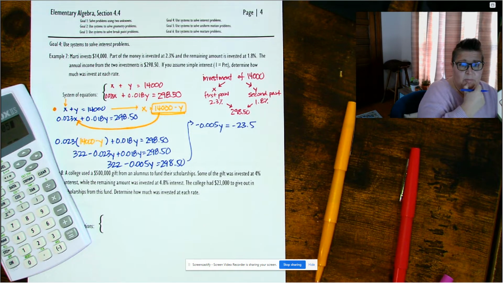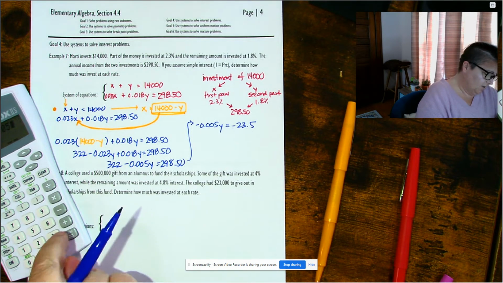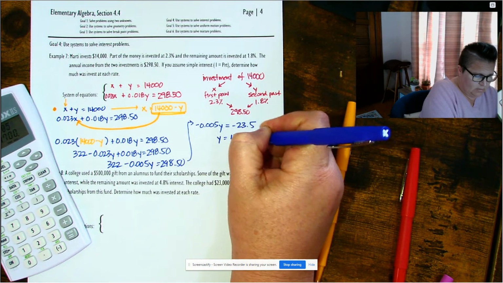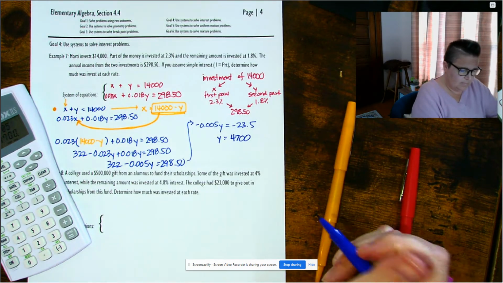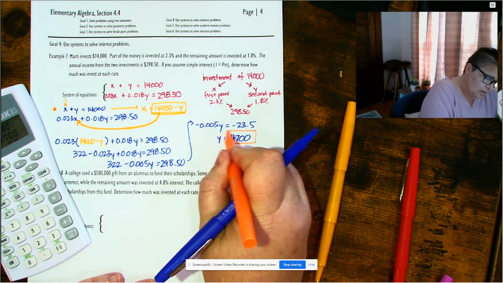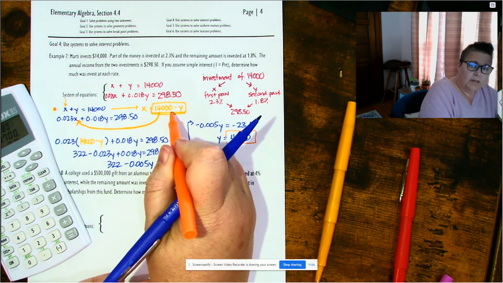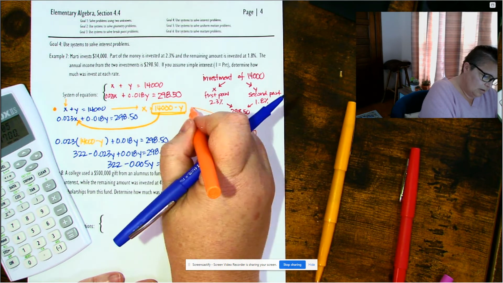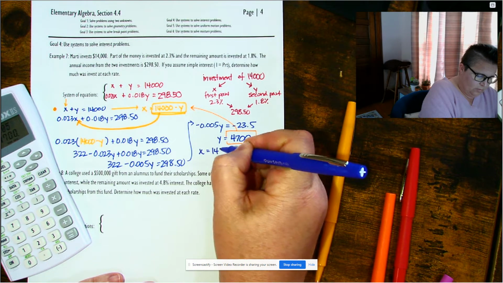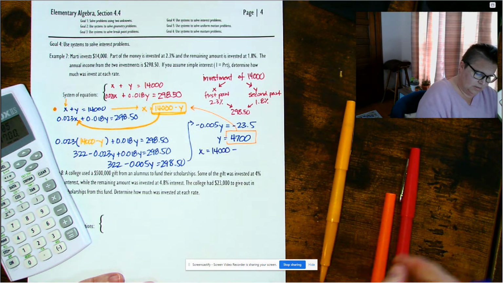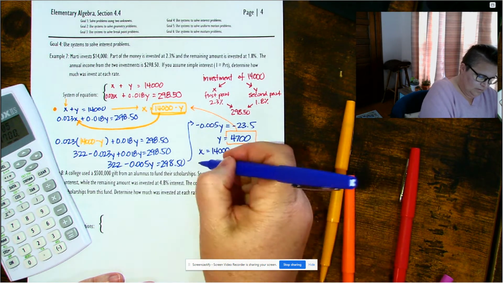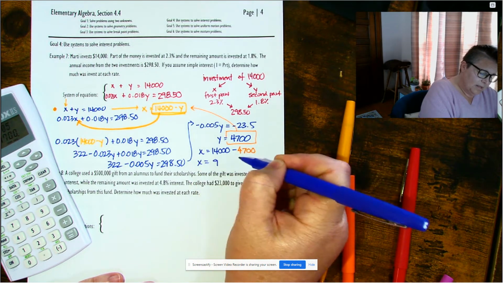So now I'm going to divide both sides by negative 0.005. And I get y is 4,700. Now, since my y value is 4,700, I can put that in over here to find the x. So my x would be the 14,000 minus 4,700. So my x is 9,300.